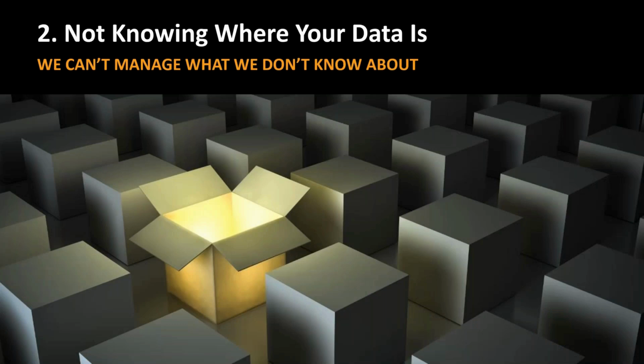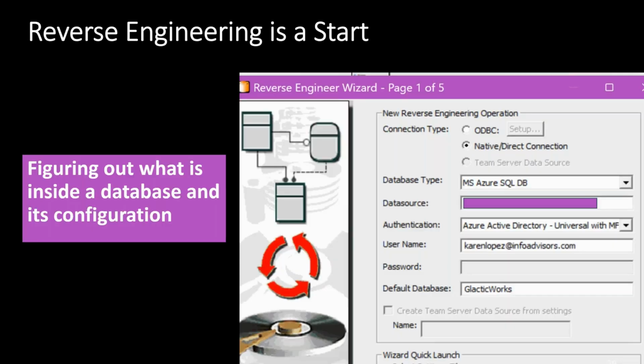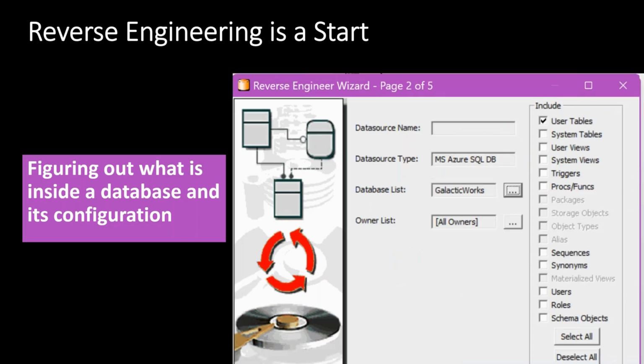So another thing, the second mistake, is not knowing where your data is, because we can't manage what we don't know about. Our first step for this, as we all know as data modelers, is that reverse engineering is a great way to find out what's in a database. And since the beginning, ER Studio has had a way of reverse engineering a database, and in ER Studio, we have a very fine-grained level of what we're going to include in our reverse engineering.